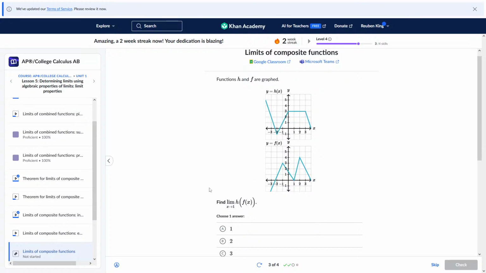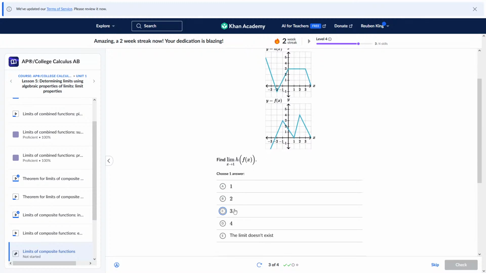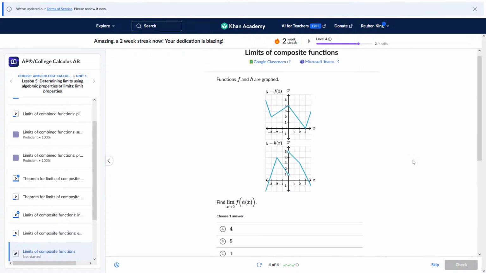X approaches 1, 0. Plug in 0 for that. Y is 0. It's 3. Alright, approaches 0 on h of x. Oh god, there's 2.